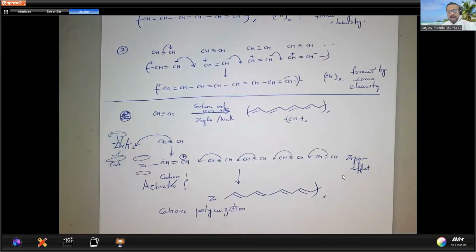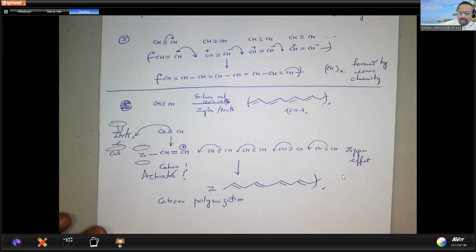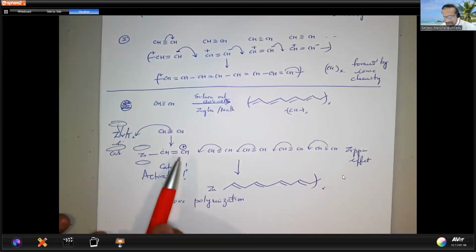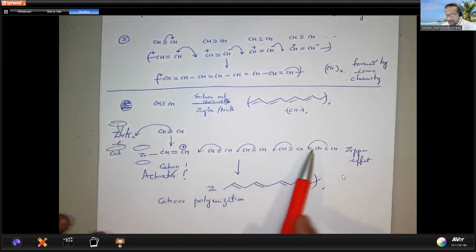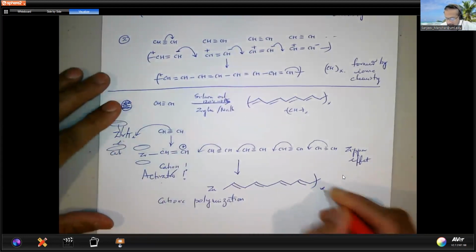The mechanism of Ziegler-Natta polymerization is very complicated. It's a graduate level organic class, but this is how it is. The fundamentals of this: it is an electron sink that activates an acetylene molecule to give a plus charge at one end, which acts as a magnet for the others to follow suit and connect with each other like pearls on a necklace, right? So this is an important concept.